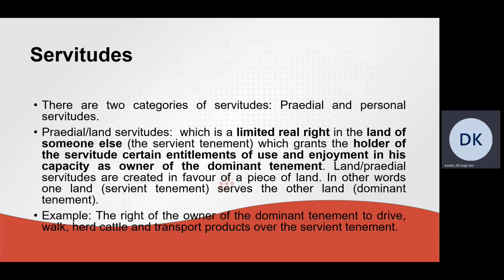A predial servitude is a limited real right in the land of someone else, which grants the holder of the servitude certain entitlements of use and enjoyment in his capacity as owner of the dominant tenement. Land servitudes are created in favor of a piece of land. In other words, one land, the servient tenement, serves the other land, the dominant tenement. An example of a predial servitude would be the right of the owner of the dominant tenement to drive, walk, herd cattle, and transport products over the servient tenement.